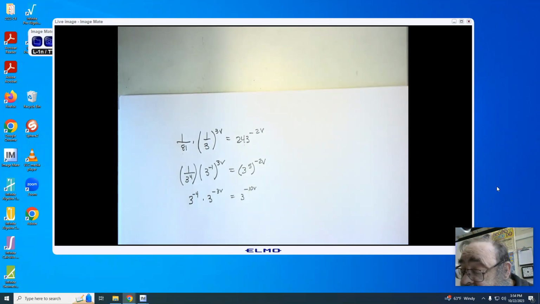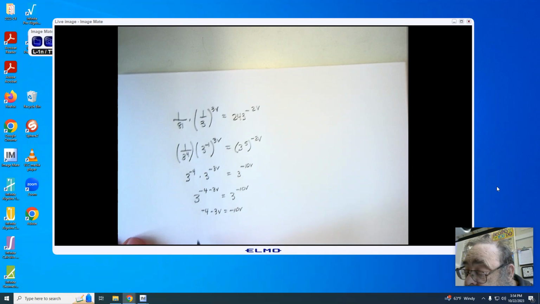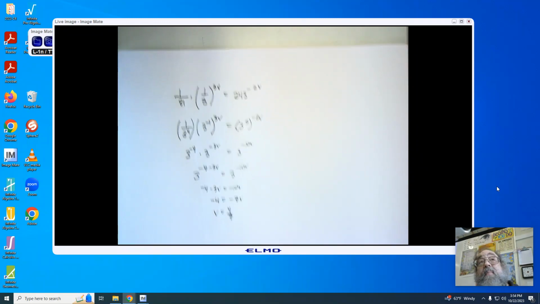We're now going to get the common base on the left side with a minus 4. This is plus a negative 3v, which keeps it as a minus, allowing me to drop the base to have negative 4 minus 3v equaling negative 10v, which means that minus 4 is going to end up being negative 7v, and v will end up being 4/7. There's my answer.